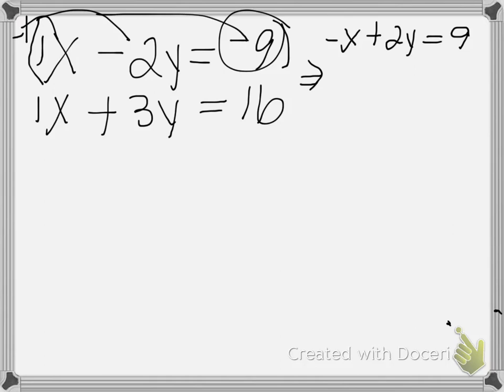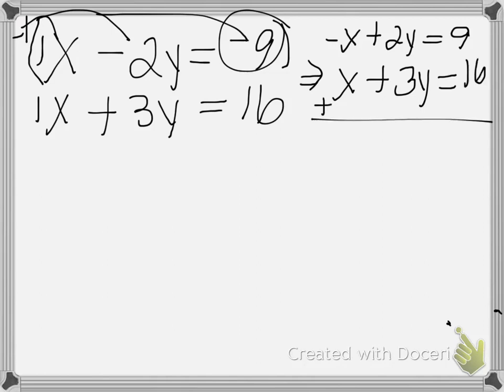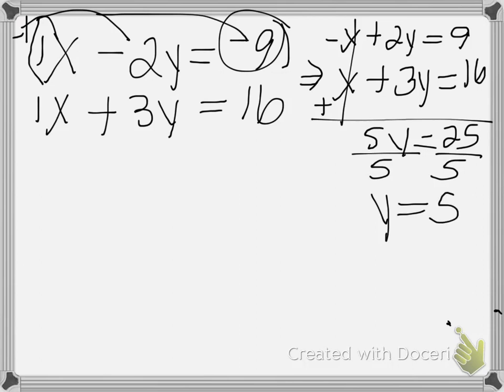Now the bottom equation, I don't need to do anything to it because it will already have the positive x that I'm looking for. So make a big addition problem. -x plus x becomes 0 or cancels out. 2y plus 3y becomes 5y. And 9 plus 16 becomes 25. When we divide both sides by 5, we get y equals 5.